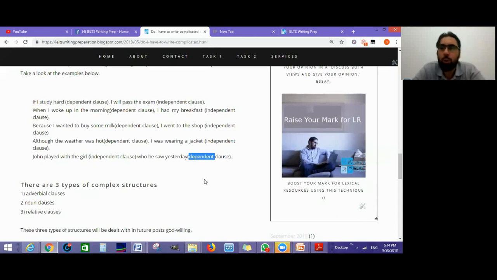Relative clauses with who, which, where. I met a man who was wearing a pink jacket. Okay, so we could have where for a place. I went to the shop where I saw you yesterday. Okay, which. London, which is in the UK, is a very crowded city. So these are called relative clauses.